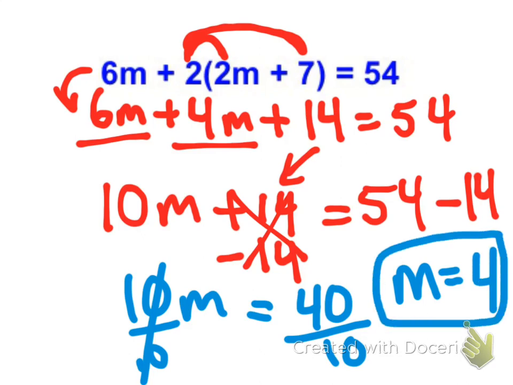Ta-da! This was a 4-step equation. 1 step. Combine like terms. 2 steps. Minus 14. 3 steps. And divide by 10. 4 steps.